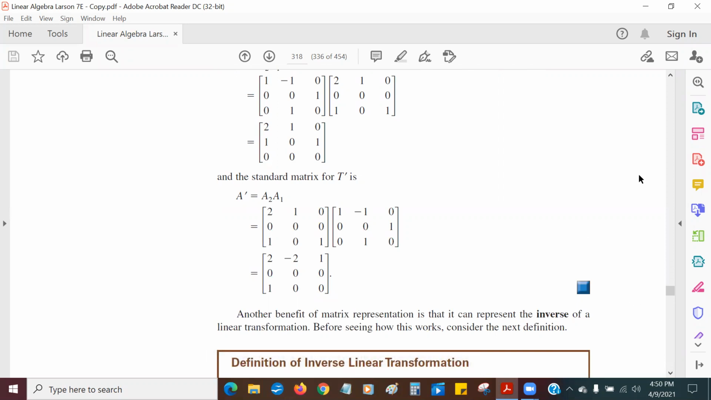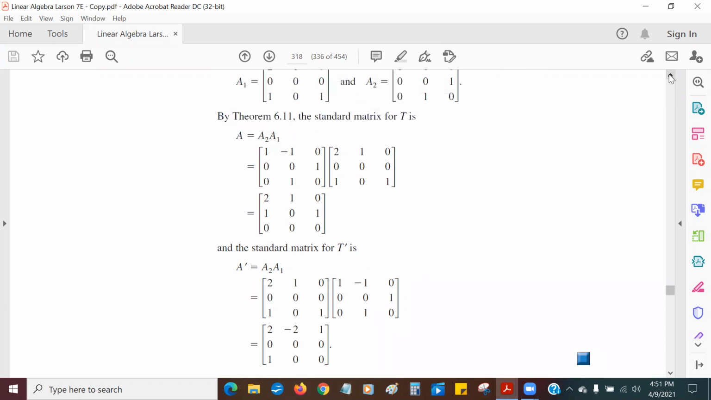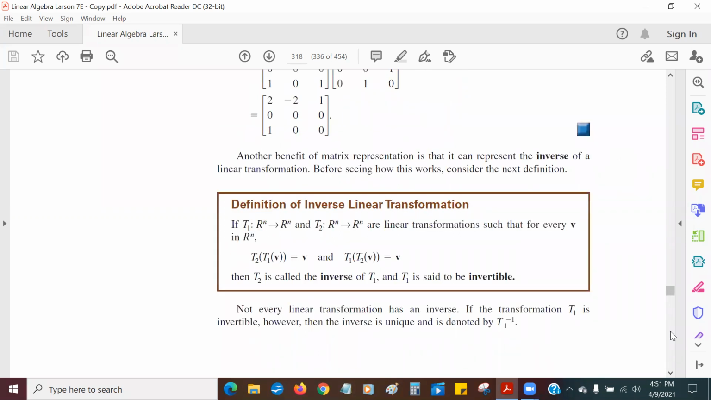Now another advantage of representing linear transformations in terms of matrices is that it makes it easy for us to find an inverse, the inverse linear transformation, if there is an inverse. Not every function has an inverse. As you know, it has to be one-to-one and onto. So here's the definition.